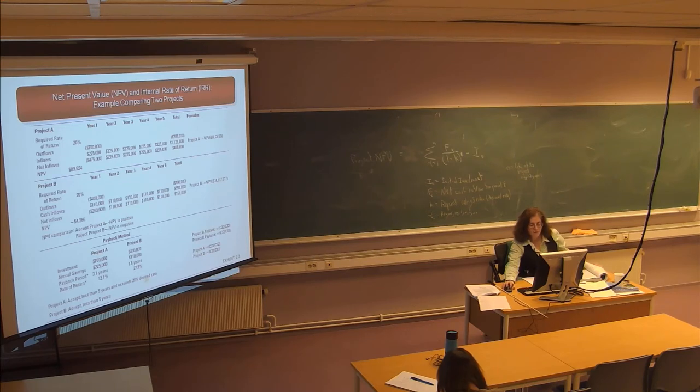So in the payback calculations, you can accept them both because they have a payback period of less than 5 years, which is what they wanted. But in the net present value calculation, you would accept A and you would reject B. Okay. And this is using the formula that's up there on page, it's also on page 37.